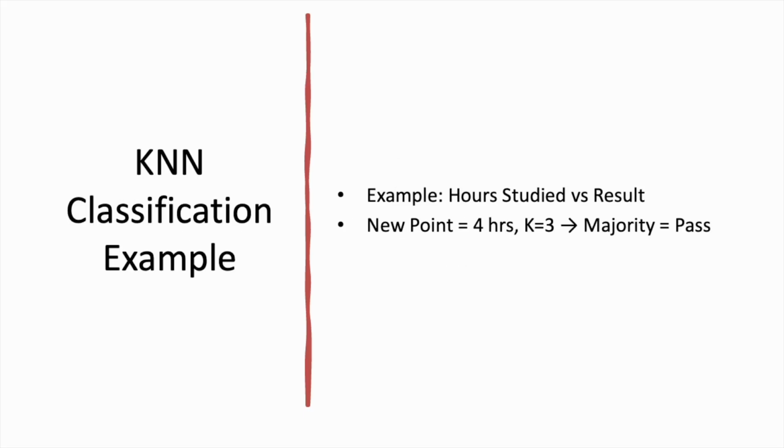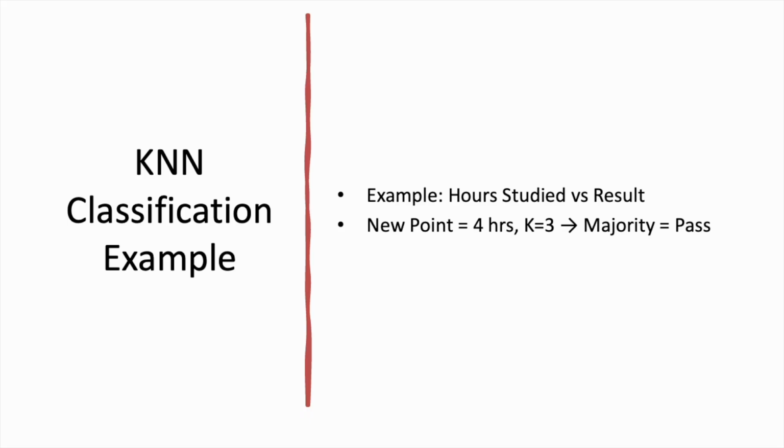Let's take a practical example to make this crystal clear. Suppose you have a data set of students and there are only two columns. First one is hours of study and second one is the result. Result है pass या fail. So here is the data. Let's suppose if it is 1 hour, then it is fail, 3 hours, then it is fail, 5 hours, it is pass, 6 hours, it is pass.